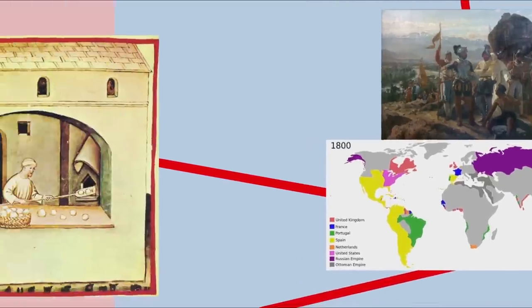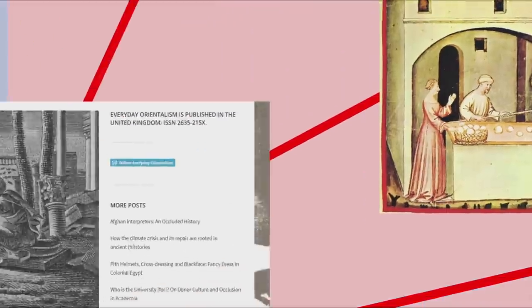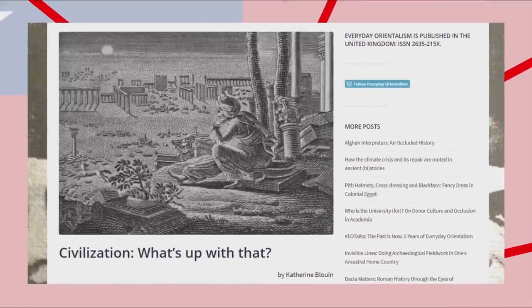And in terms of food, civilized people ate bread, which reflected the experience of the European colonizers going to tropical climates and reacting to the local food. And for more detail about the development of the sense of the words civilized and civilization, check out this blog post by classic scholar Dr. Catherine Blouin called Civilization, What's Up With That?